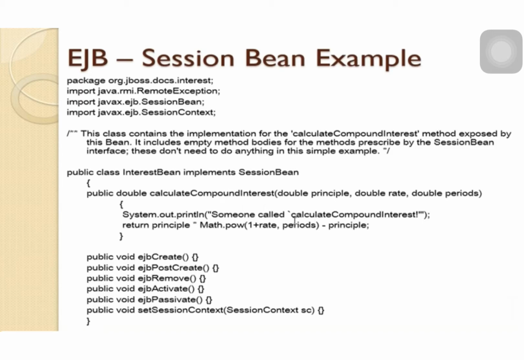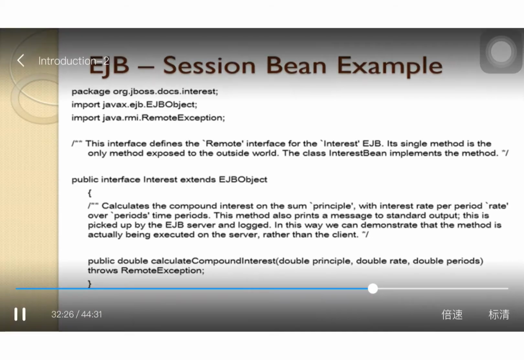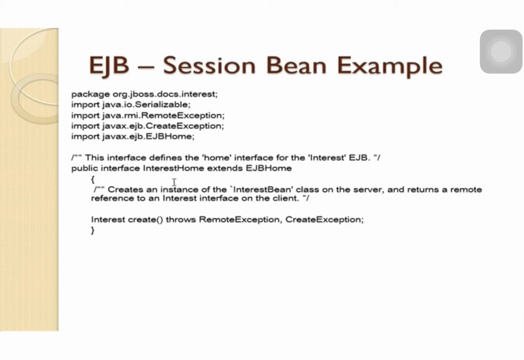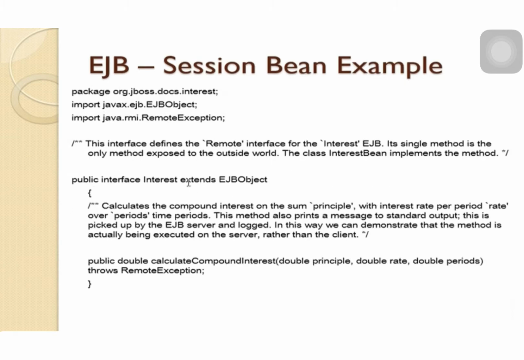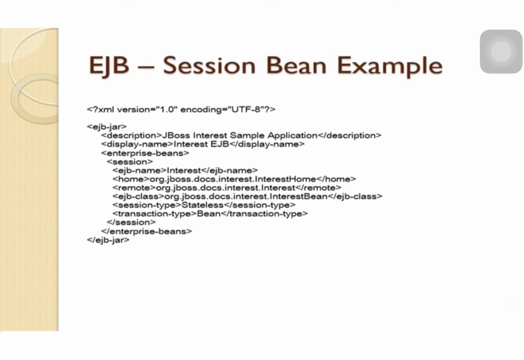But besides this bean class, we also need to define the interface, the home, right? So this is also the interface InterestHome. This is called Interest. This Interest actually represents the EJB from the perspective of the EJB container. This is the actual bean class.